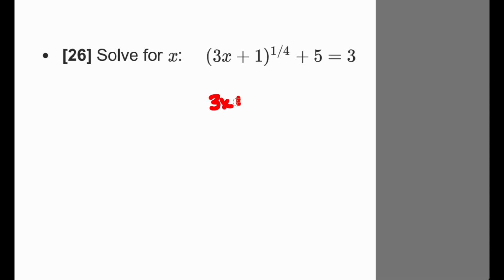We have 3x plus 1 to the 1/4 power. I'm just going to turn that to the 4th root just to kind of be different than the last problem we did. Subtract 5 on both sides. You get -2 on that right side.